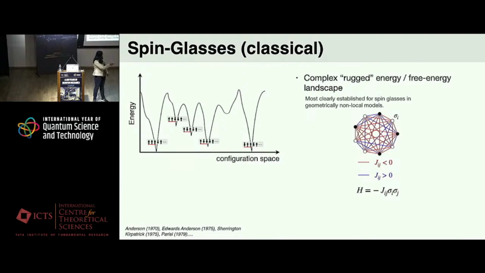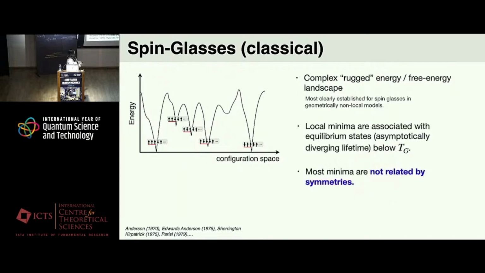So you have these Ising spins, and they're interacting via some interactions, but these interactions can be randomly positive or negative, so the system is very, very frustrated, okay? And as a result of this frustration, the energy landscape in these systems looks very rugged, and it has many, many, many different minima. And the point is that you can associate equilibrium states, stable equilibrium states, with each of these different minima below a certain ordering temperature, which is the glass temperature, okay?